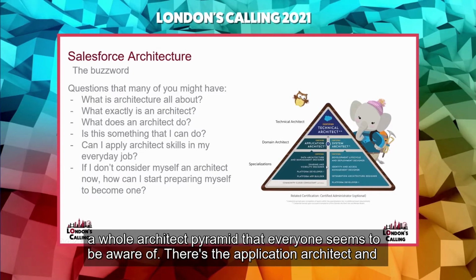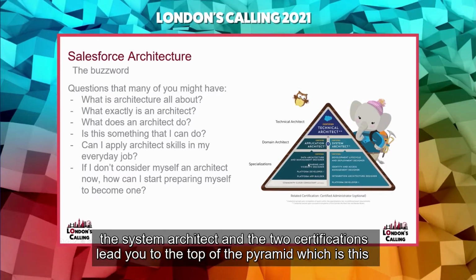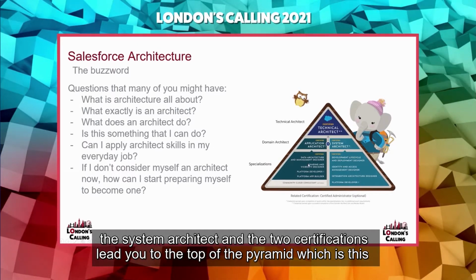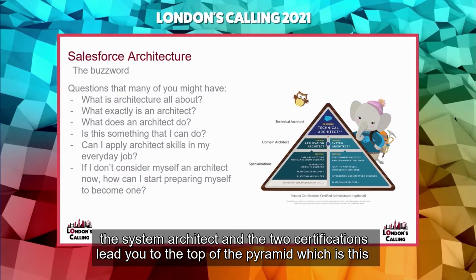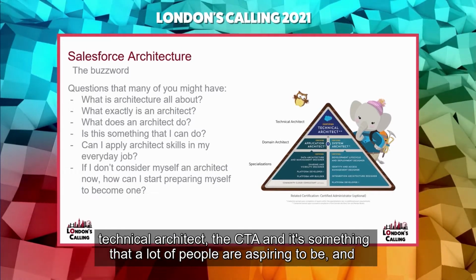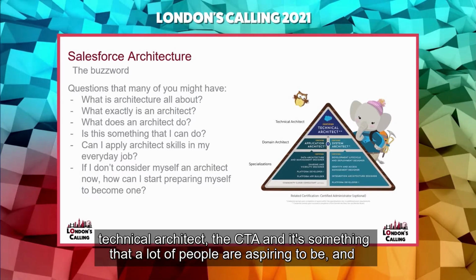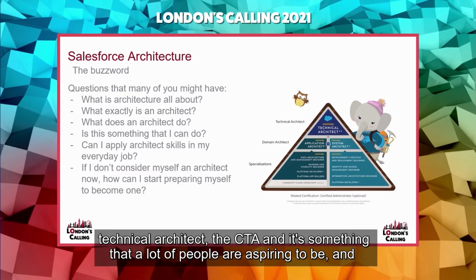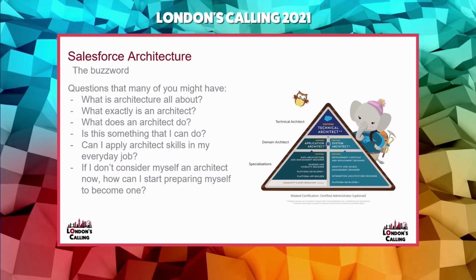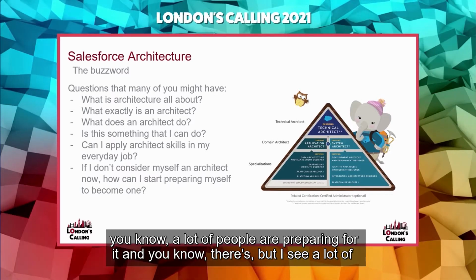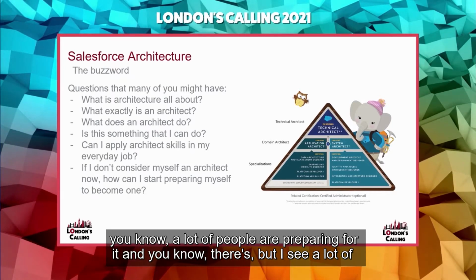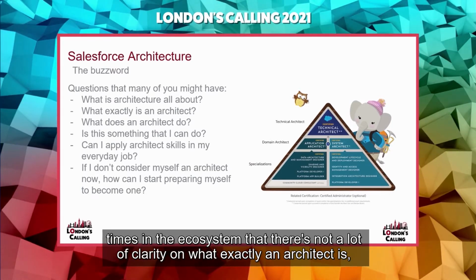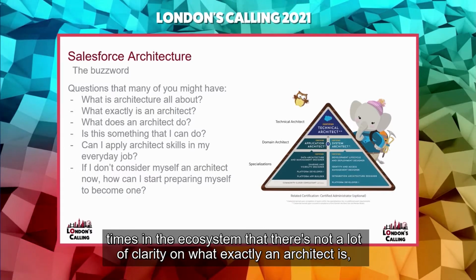There's the application architect and the system architect, and the two certifications lead you to the top of the pyramid, which is the technical architect, the CTA, and it's something that a lot of people are aspiring to be, and a lot of people are preparing for it, but I see a lot of times in the ecosystem that there's not a lot of clarity on what exactly an architect is.